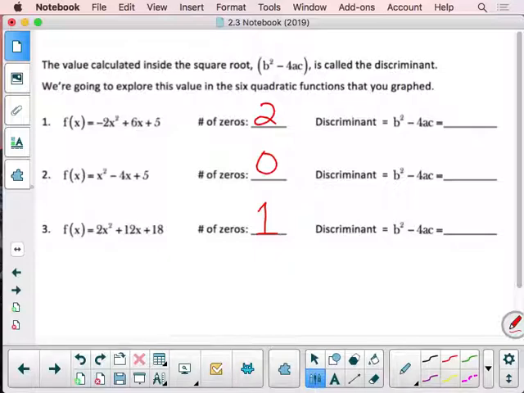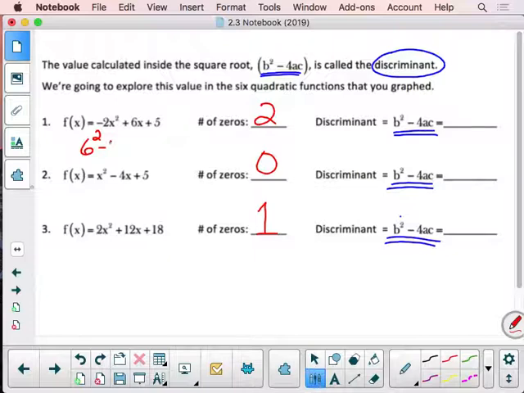The question is, can we then compare that with the value of what we call the discriminant, all right? The discriminant. That's the b squared minus 4ac. So we are going to find the value of b squared minus 4ac for these particular 3 problems. So here we go. B squared would be 6 squared minus 4 times -2 times 5.